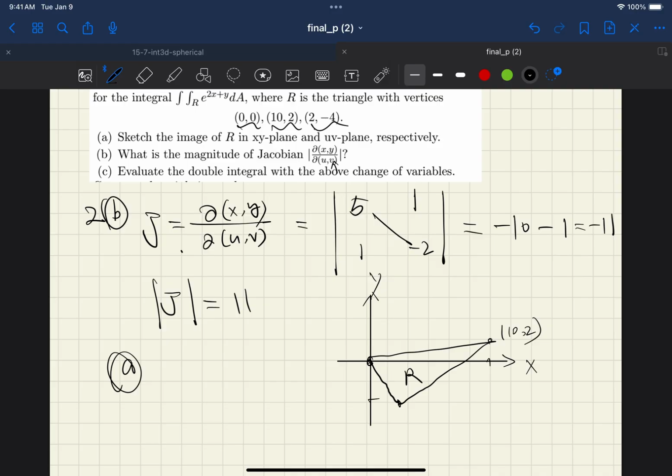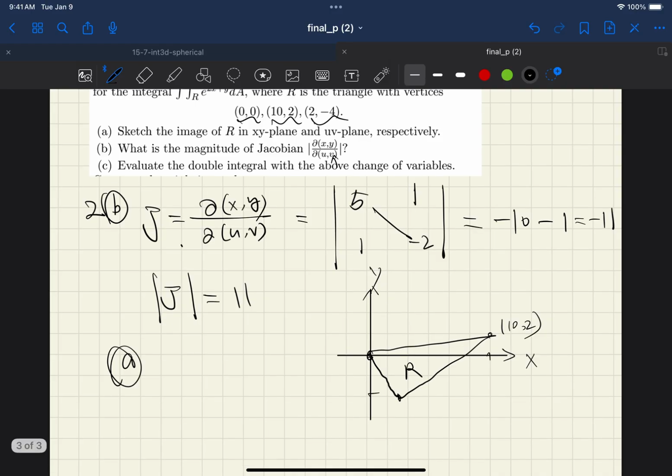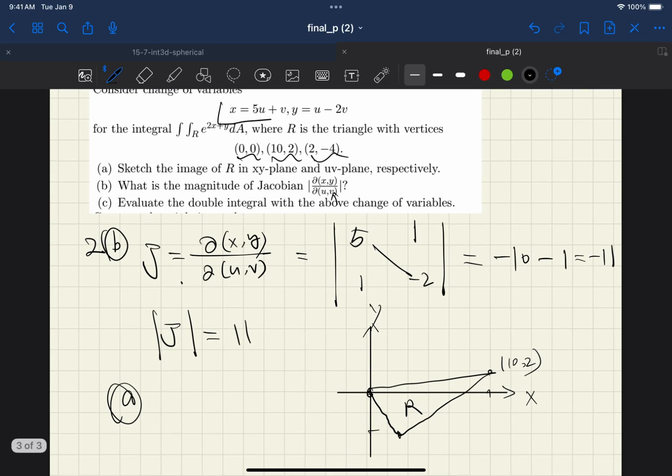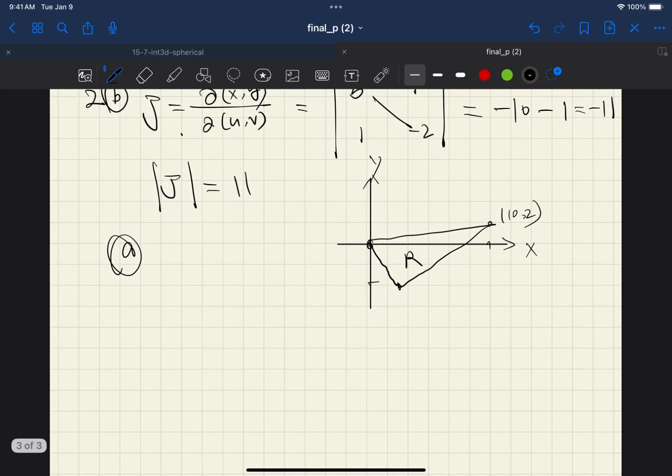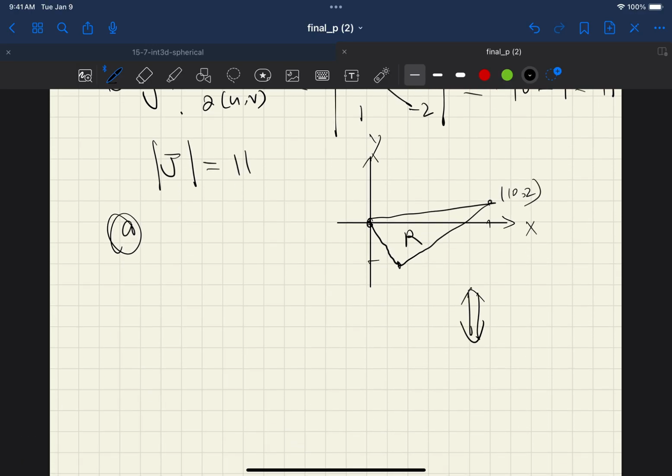But after transformed using this transform, then you should have UV plane. So we should have some UV plane triangle. Because this is linear, it doesn't change a straight line, it stays a straight line, although it will stretch or squeeze them. So they have different angles, but it stays this triangle shape. But what kind of triangle is that?